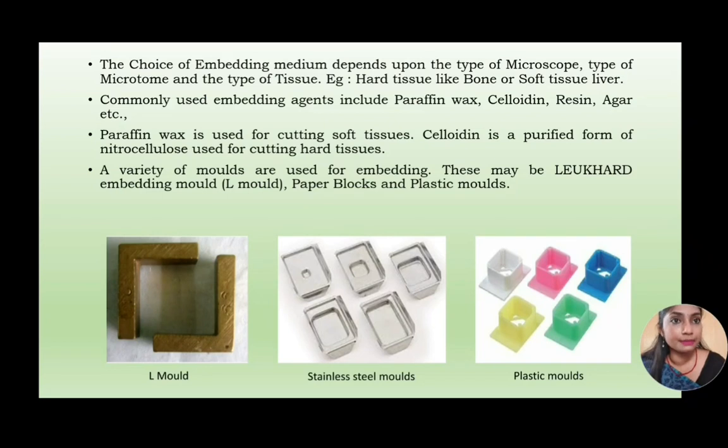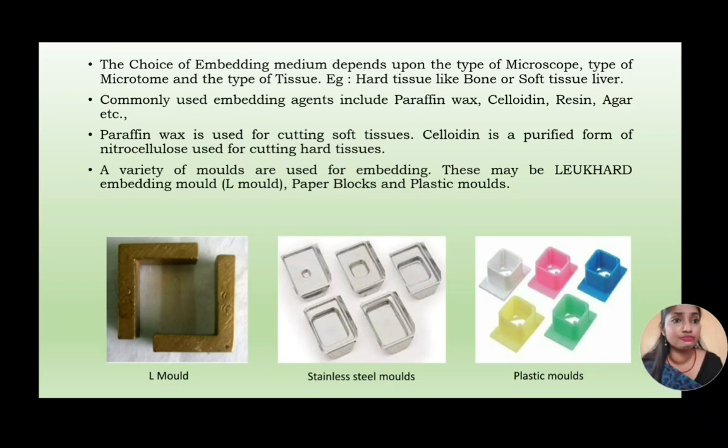The choice of embedding media depends on the type of microscope, the type of microtome used, and the type of tissue, that is whether it's a soft tissue or a hard tissue. Say for example, the commonly used embedding agents are paraffin wax, celloidin, resin, agar, etc. Paraffin wax is used to cut mostly soft tissue, whereas celloidin is used for cutting hard tissue. It's basically a purified form of nitrocellulose.